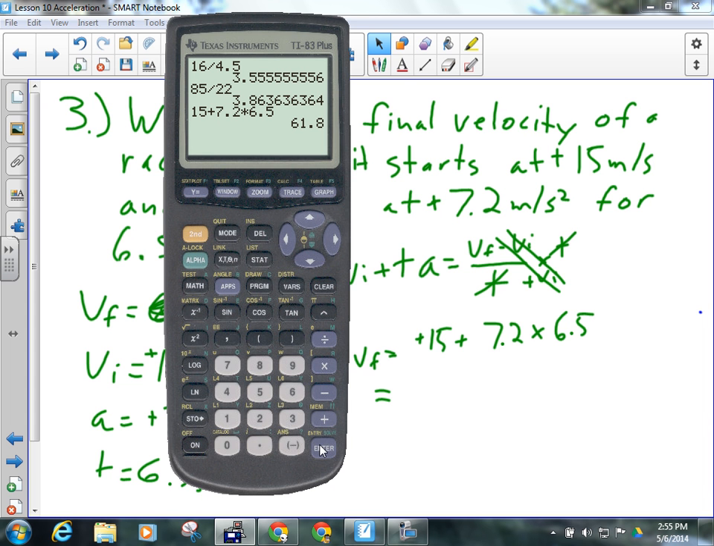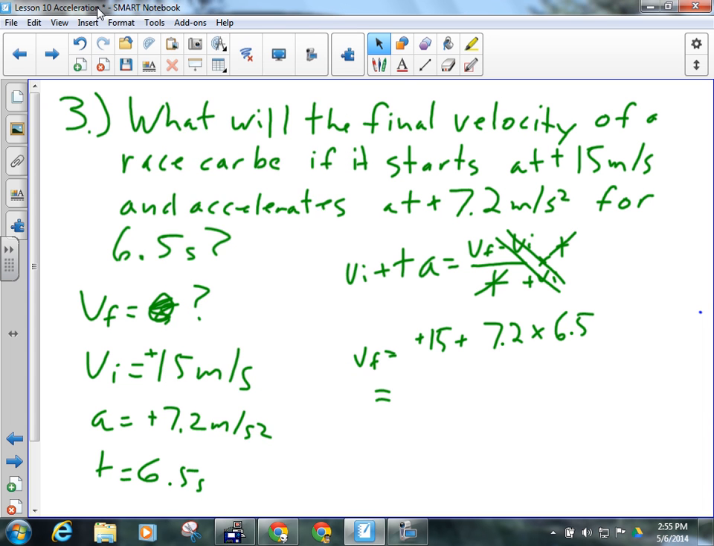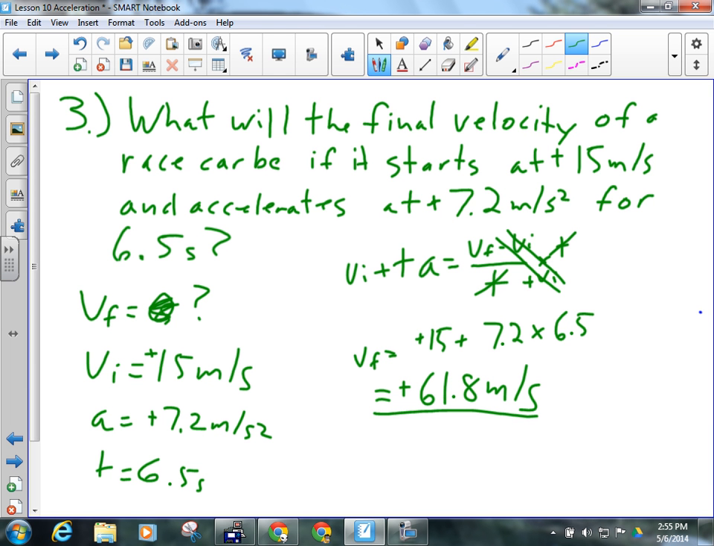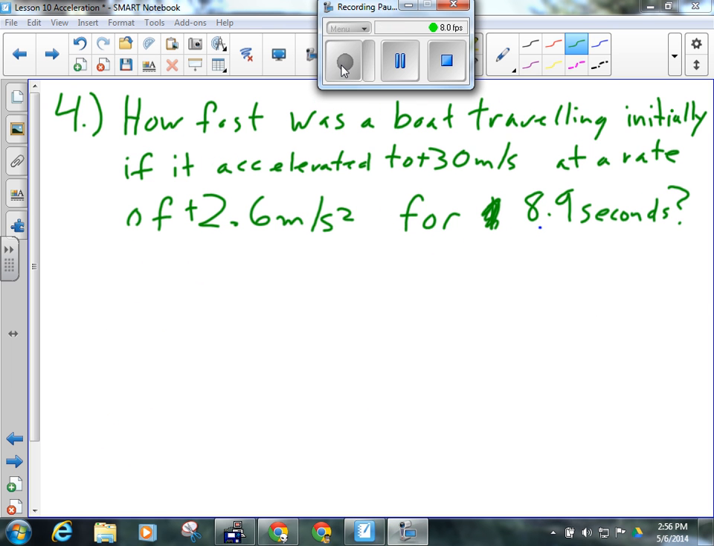The final velocity of this race car is going to be 61.8 meters per second, and that's got to be positive because that's the direction given to me in the question. Give you a minute to get that one written down.